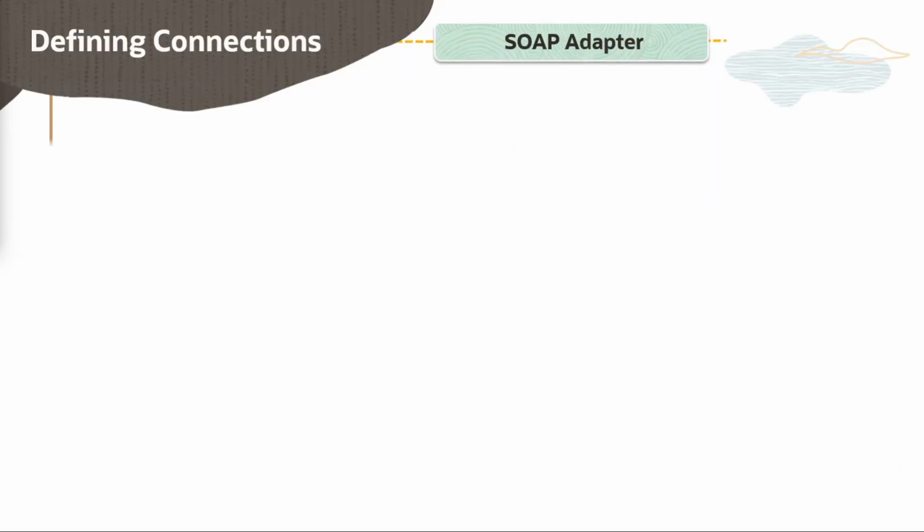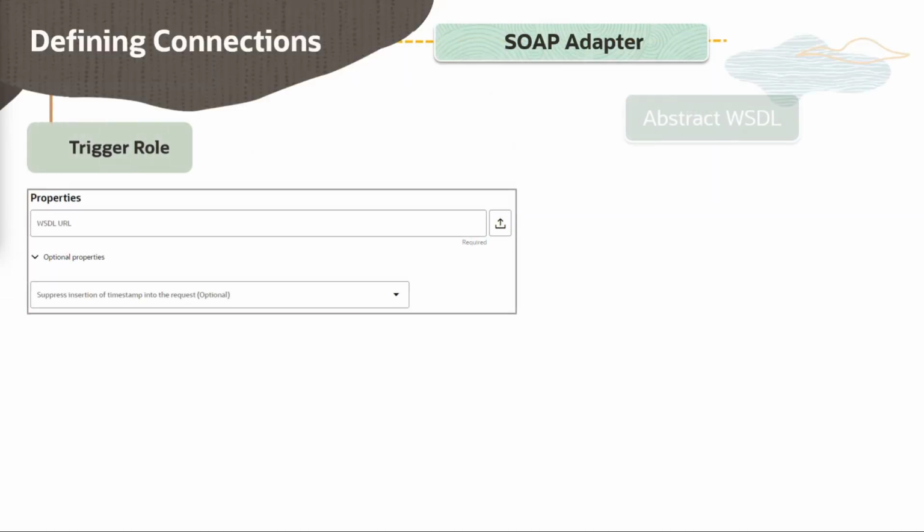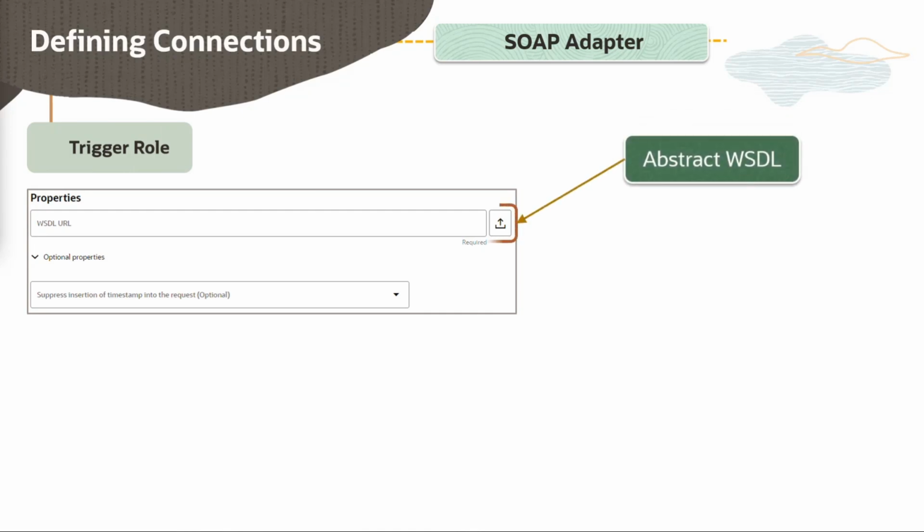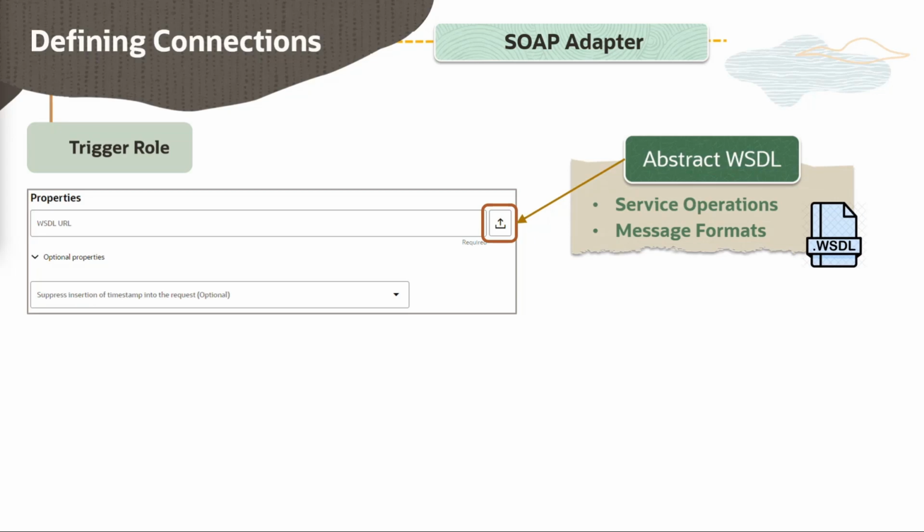So then once you've provided a name for the connection and selected the trigger role, in this scenario, you need to upload an abstract WSDL that you or someone else has already designed to describe this interface. Now, if you're not familiar with SOAP, an abstract WSDL document describes what the service does, but not how to contact it. It defines the operations provided by the web service, as well as the input, output, and fault messages used by each operation to communicate with the web service and their format.